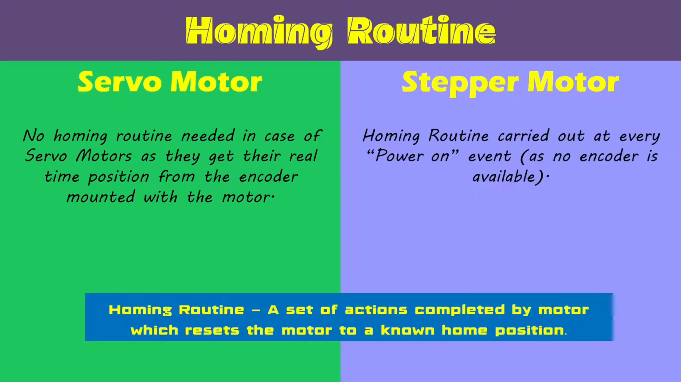As stepper motors are usually deployed without an encoder, every time they are powered on, they go for a homing routine. That is, motor completes a routine that resets to a known home position. But in case of servo motors, homing routine is not compulsory as encoder is always there to give the position feedback.